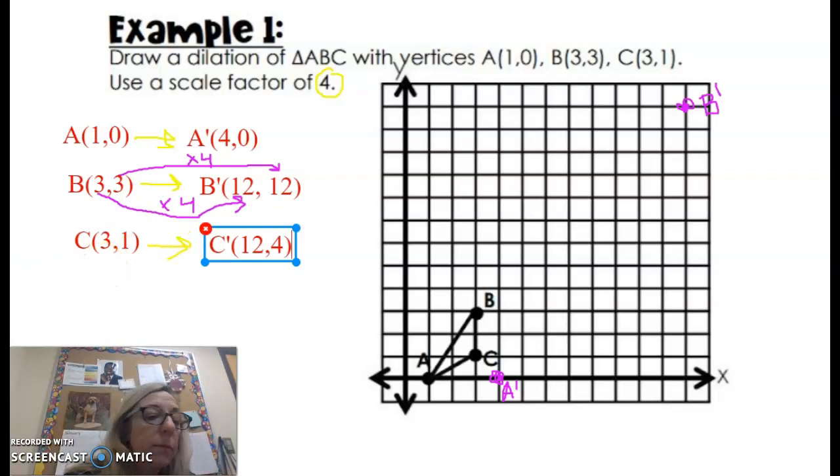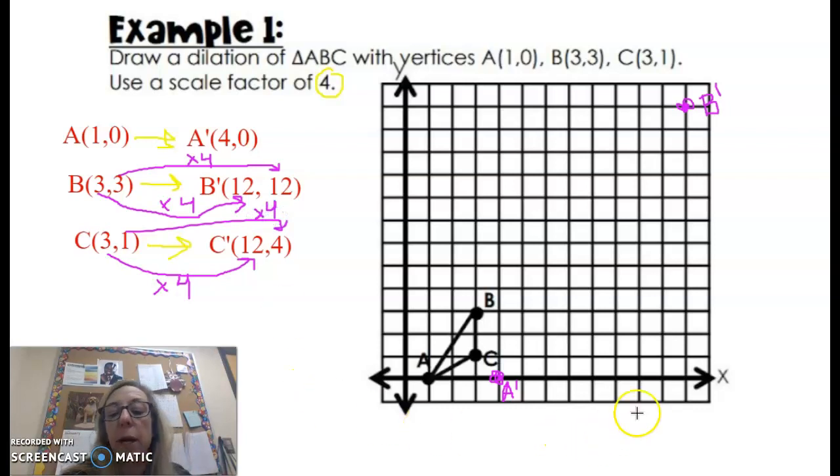So remember, write this in if it's going to help you to remember. You are going to multiply the x coordinate by 4, our scale factor, and the y coordinate by 4, our scale factor. Then you're going to go ahead and graph that point. So now we have 12, 4: 1, 2, 3, 4. This point right here will now be C prime.